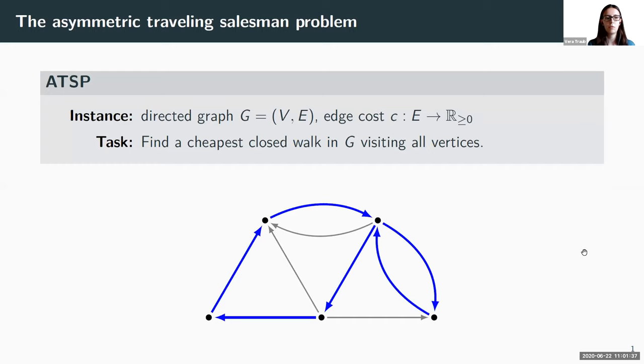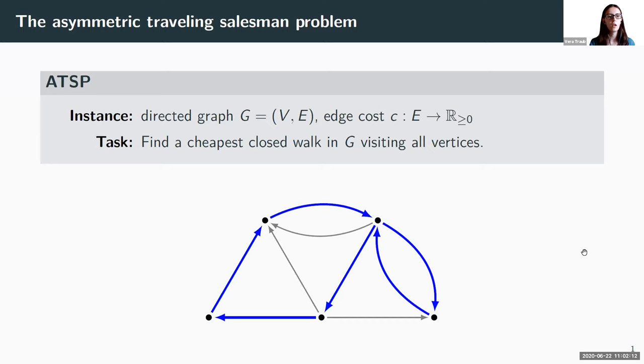An instance of ATSP consists of a directed graph G with vertices and edges, and then we have some non-negative costs on the edges. What we are trying to do is find a tour. So we want to find a walk in G that visits every vertex at least once and then returns to its starting point. And of course, we want this walk, or this tour, to be as cheap as possible. So that's the asymmetric traveling salesman problem.